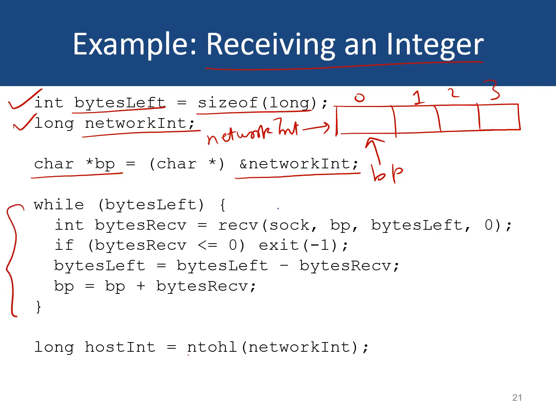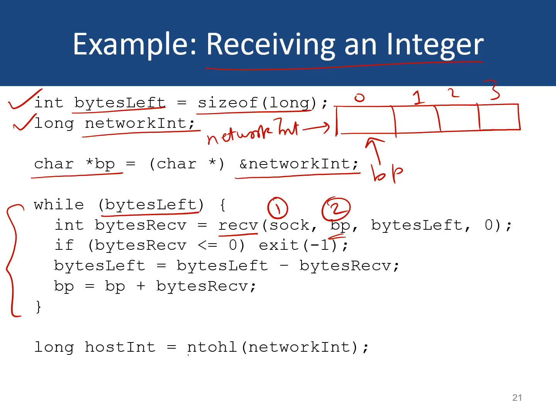The logic inside this while loop is almost identical to what we have already seen in the previous example. We'll keep iterating in this while loop as long as there are more bytes left to be retrieved for this long integer. In the receive function call, we pass the socket from where we are receiving the integer. The second parameter is the character pointer bp, which is the pointer to the beginning of the network int buffer.